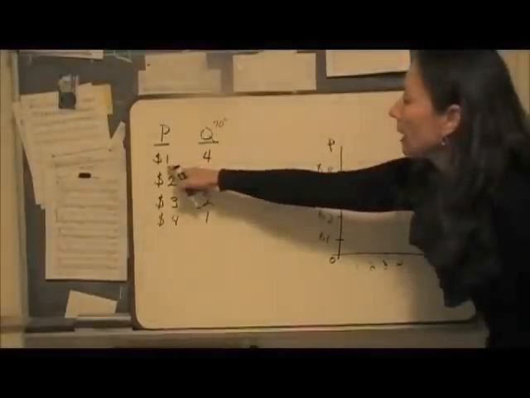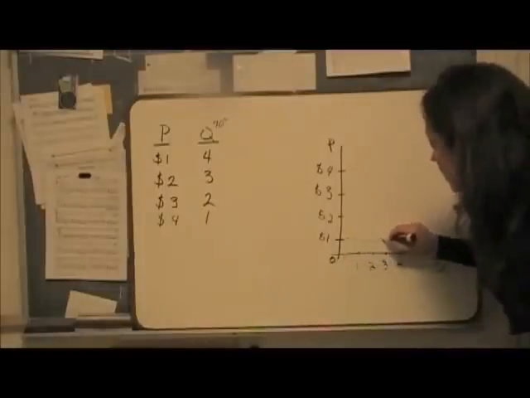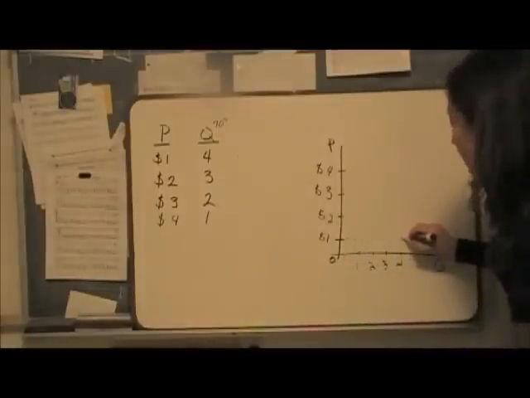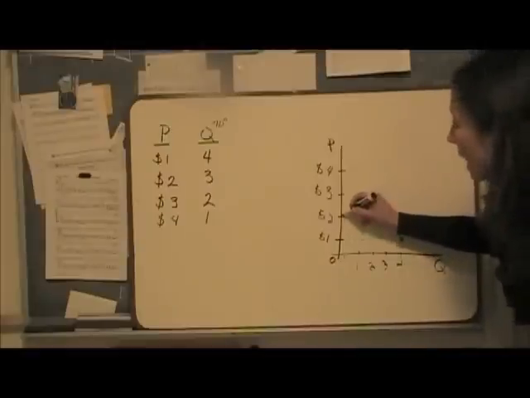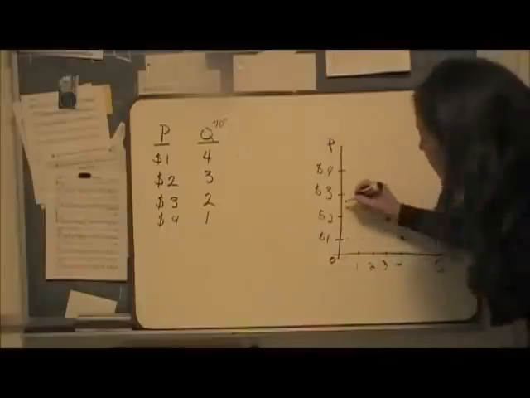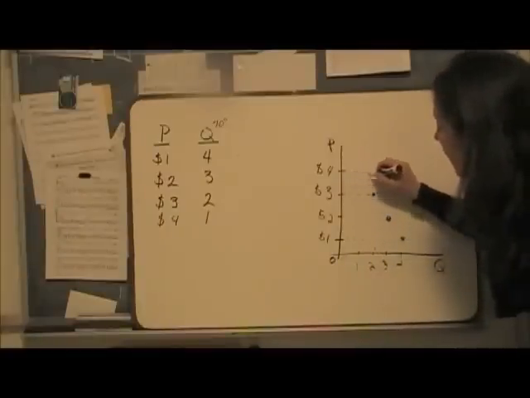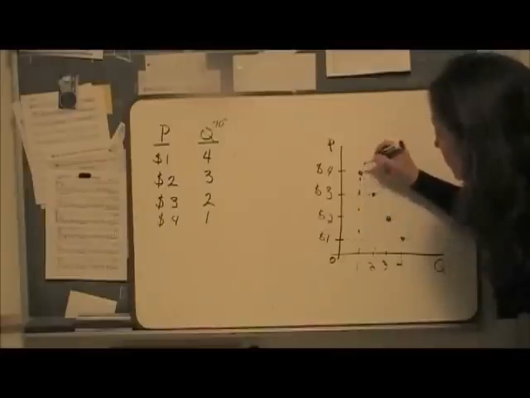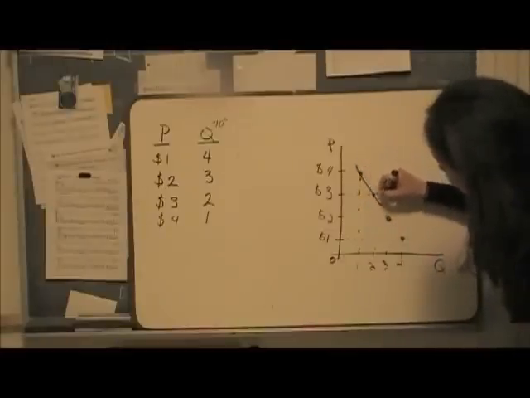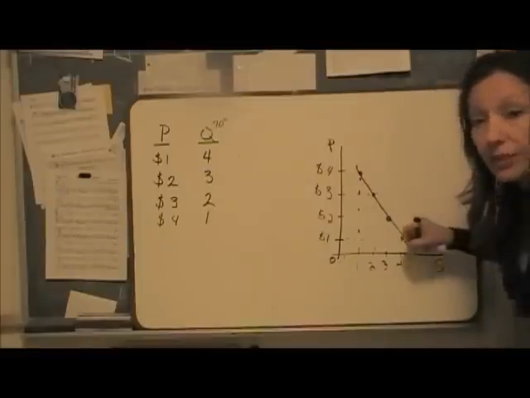So we can see over here, at $1, 4 ice cream cones are demanded. So we would go way over here and put our first set of coordinates, if you will. At $2, 3 ice cream cones are demanded. At $3, 2 ice cream cones, and at $4, 1 ice cream cone. We're going to connect the dots. Okay, and this is our demand curve for ice cream when the temperature is 70 degrees.